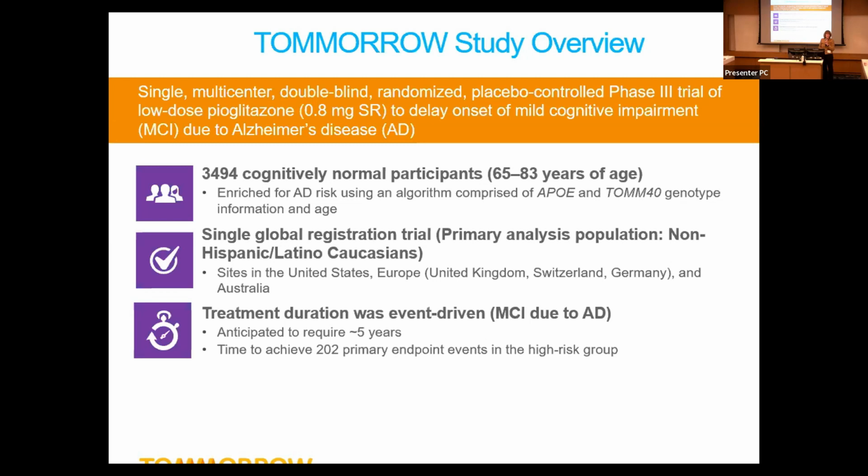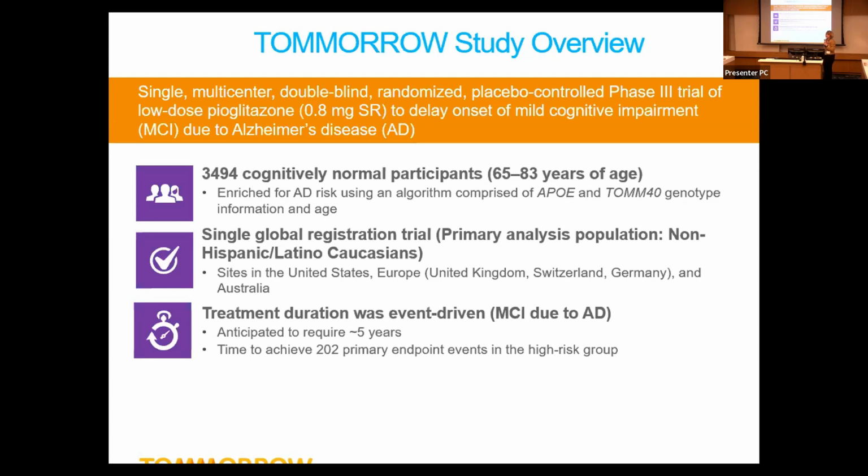Again, we're working with people who are asymptomatic, so we have to observe them longer in order to see whether or not there's a treatment effect. And that was the time period estimated to give the necessary events; the study was powered to see 202 primary endpoint events.